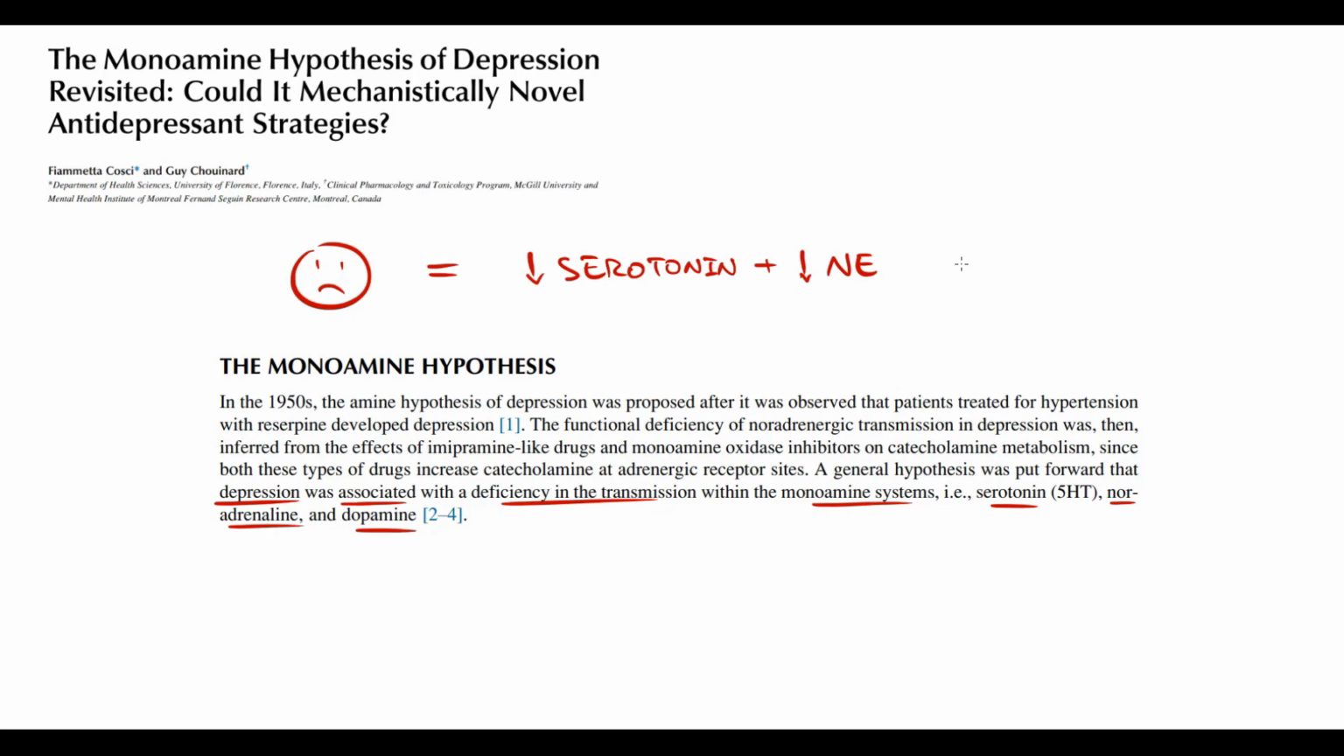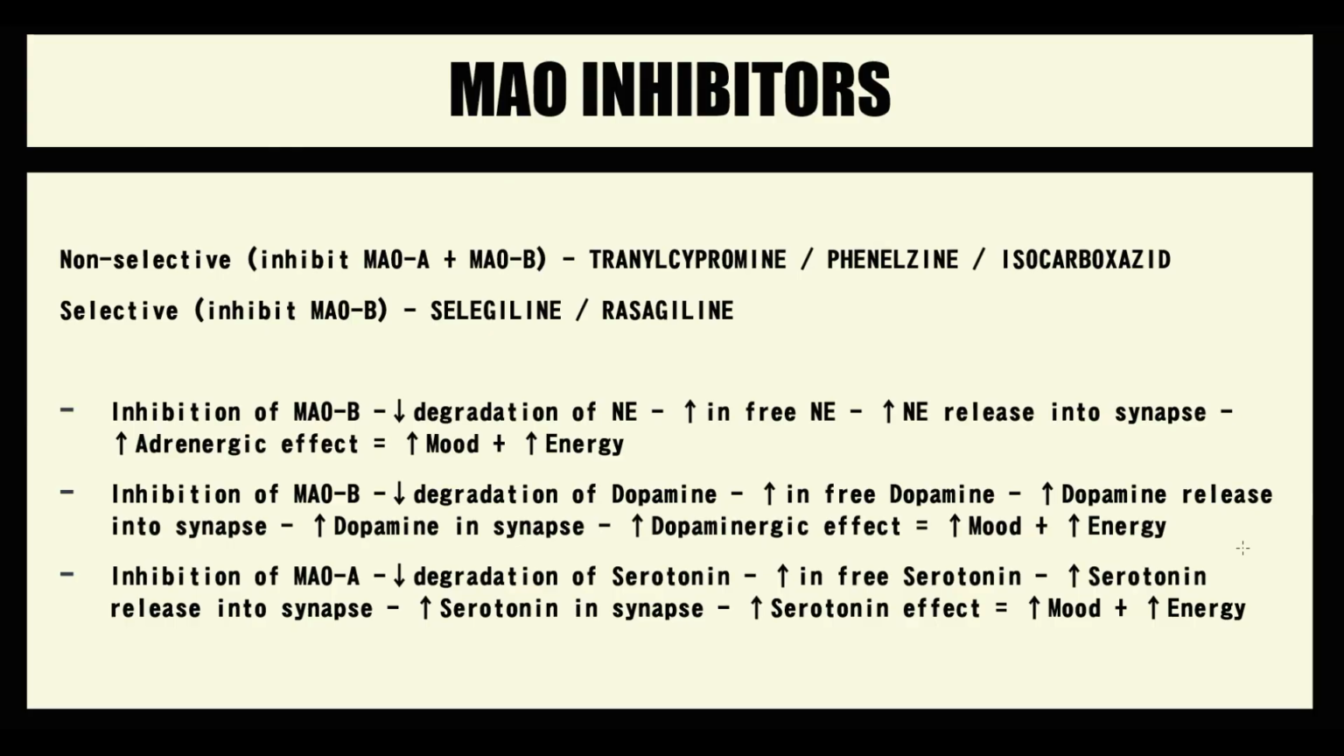So how to treat depression? The most obvious approach is to increase the amount of serotonin and norepinephrine in the synapse. And drugs that cause increase in serotonin or norepinephrine in the synapse we call antidepressants.